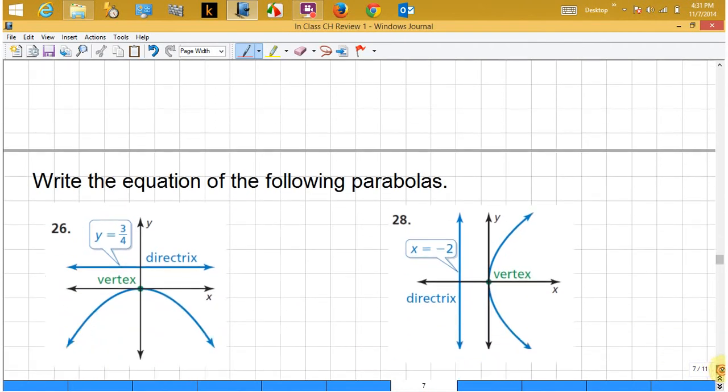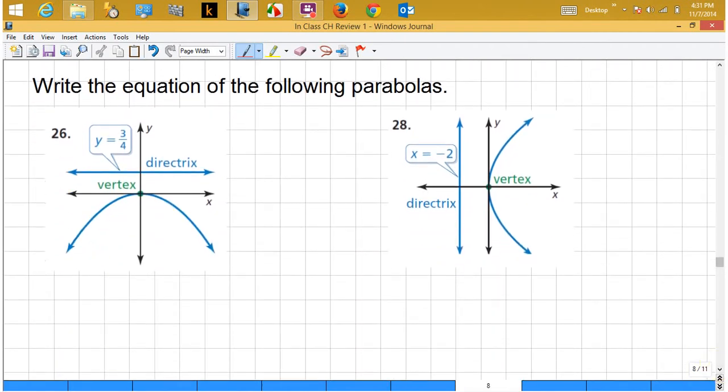Okay, now we're going to move on to the focus form of a parabola. And remember, there are two basic equations that we're going to be dealing with if the vertex is at 0, 0. One of them is y is equal to 1 all over 4p x squared. That's when the parabola opens up or down. The other one is x is equal to 1 over 4p y squared if the parabola opens left or right.